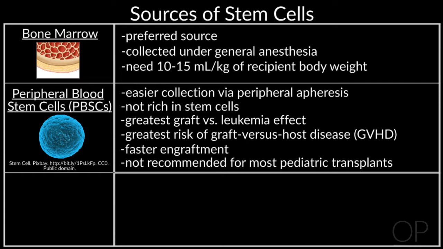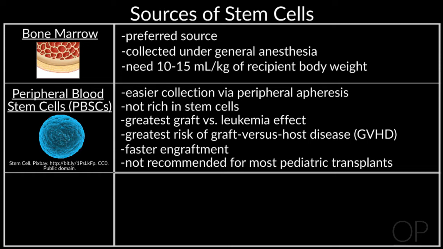The reason being that children have been shown in large consortium studies to have an increased risk of graft-versus-host disease and faster engraftment, but this doesn't decrease the risk of leukemia relapse, so no increase in GVL. So overall, using peripheral blood stem cells gives a greater risk of graft-versus-host disease with no improvement in survival.